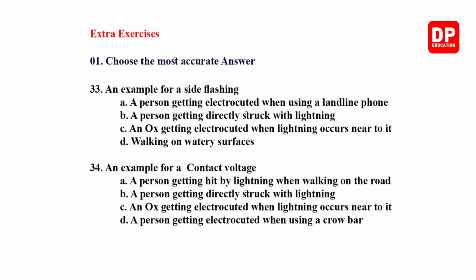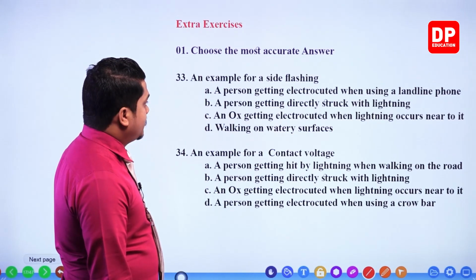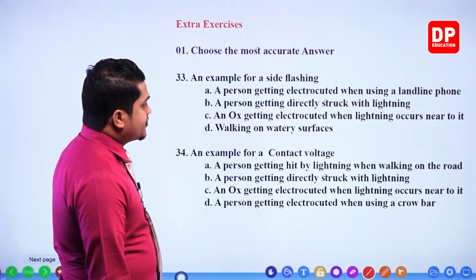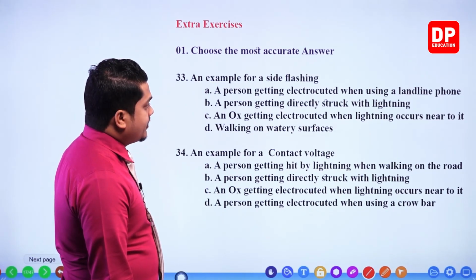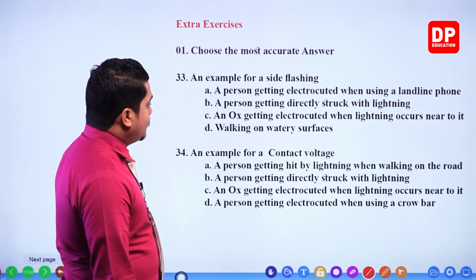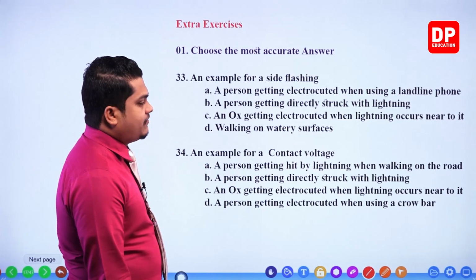Next one. An example for side flashing. Person getting electrocuted when using a landline phone. Person getting directly struck with lightning. Ox getting electrocuted when lightning occurs near to it. Walking on watery surfaces. Example for side flashing.